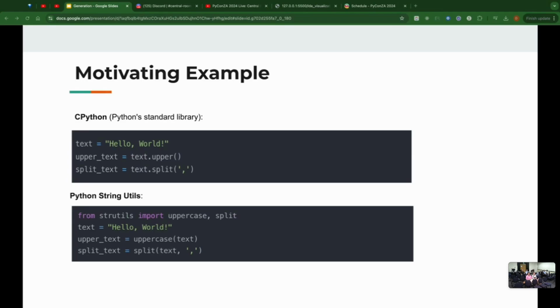This is a motivating example of exactly what we are looking for. Now, this is a split library. In this case, we have a text called hello world, and we'll be using a split function to split the sentence based on the delimiter, which here is a comma. Now we can see here CPython. It has the standard library, which provides split functionality, and we also have the string utils. Similarly, in other languages as well, we will have some split method, right?